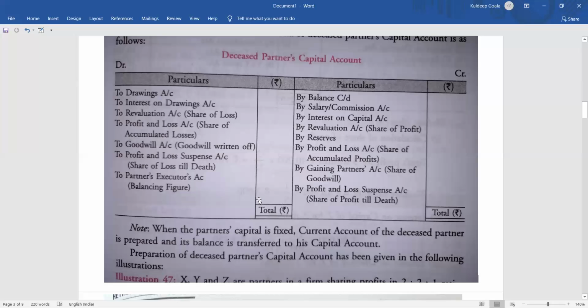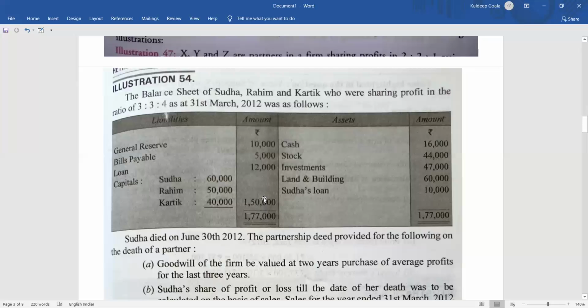Clear? Now let's take up a sum. Here we have a sum. The balance sheet of Sudha, Rahim and Karthik, who were sharing profits in the ratio 3:3:4, as at 31st March 2012 was as follows. The balance sheet is given here. On the liability side, we have general reserve, bills payable, loan and capital. On the asset side, we can see cash, stock, investment, land and building, and Sudha's loan.